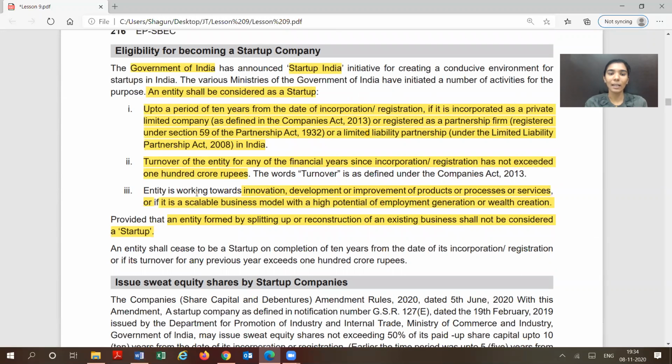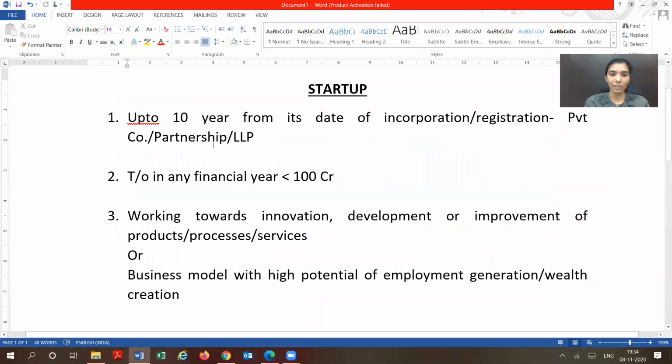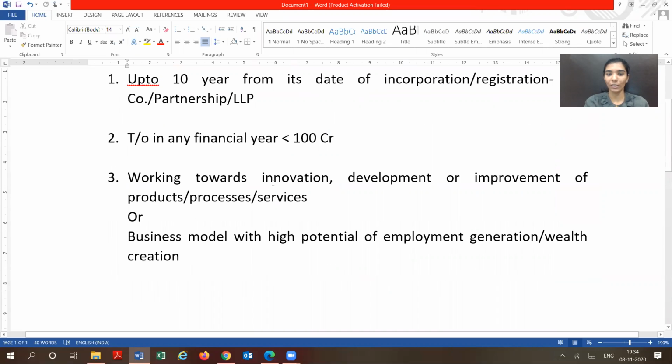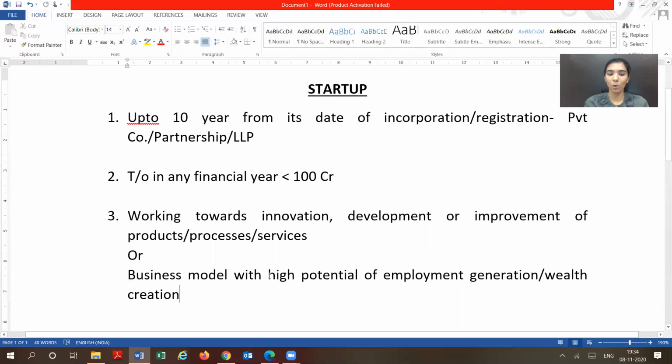Now, the government of India has started a Startup India initiative. For being considered a startup under the Startup India initiative, what is the eligibility criteria? Firstly, the startup has to be incorporated within the last 10 years, and it can be incorporated or registered as a private company, partnership, or a LLP, right? Then the turnover in any of these 10 financial years should not have crossed 100 crores. Thirdly, the startup should be working towards innovation, development, or improvement of products, processes, or services, or it should have a business model with high potential of employment generation or wealth creation.